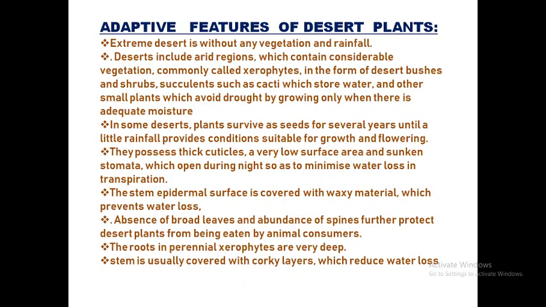Stem is usually covered with corky layers which reduces water loss. Ultimate intention is to reduce the water loss. So by wax, by corky layer, by thick epidermis, by any means the water is conserved, and this is how the desert plants especially adjust into the desert in order to survive in a better way.